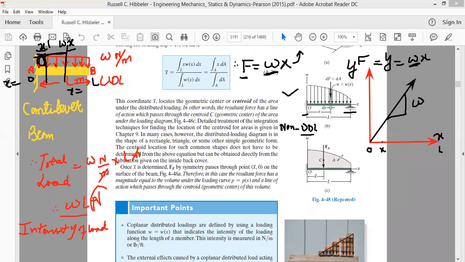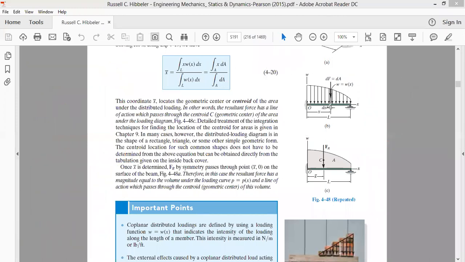When we have beams subjected to distributed loads, the load distribution may be uniform or it may be non-uniform. For example, this type of beam, which is fixed at one end and has a roller support at another end, is what we call a simply supported beam. If we subject this beam to a loading such that the load varies continuously, the question is how do we find the total load on the beam?